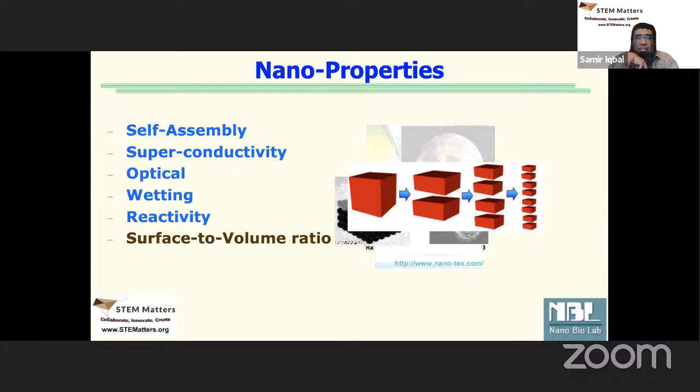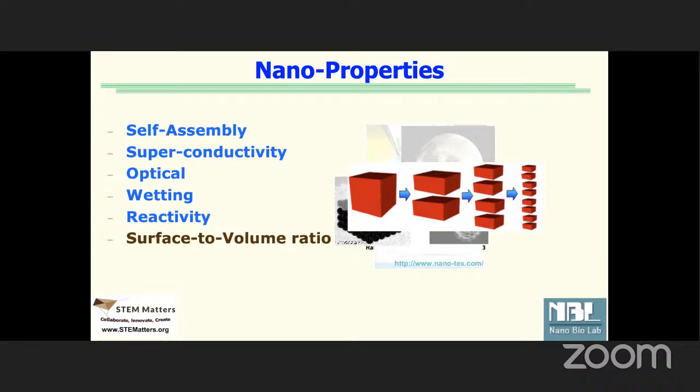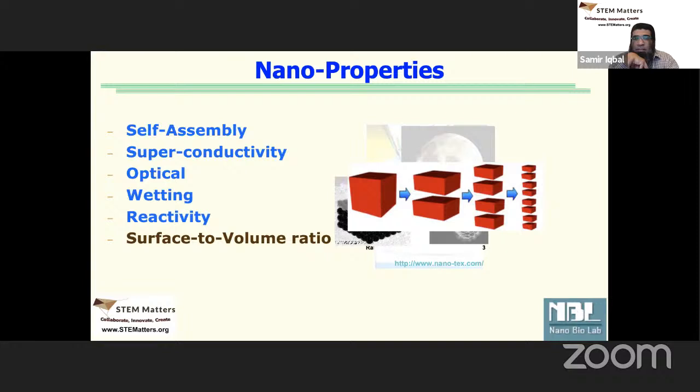Can somebody tell me what is the total surface area of this cube? 18 square inch? Guys, it's one cube. Each side is 1 by 1 by 1 inch. I gave you a cube. Each face is 1 by 1 inch, right? What is the total surface area of that cube?